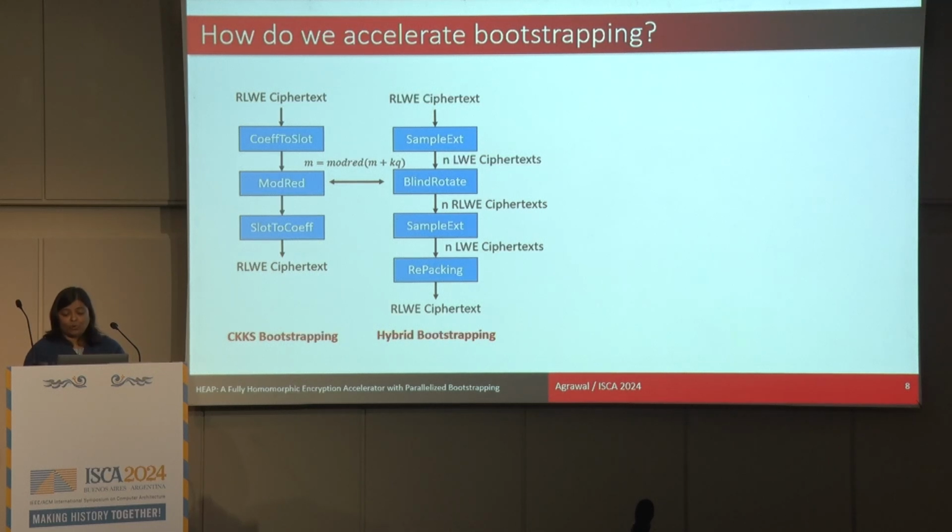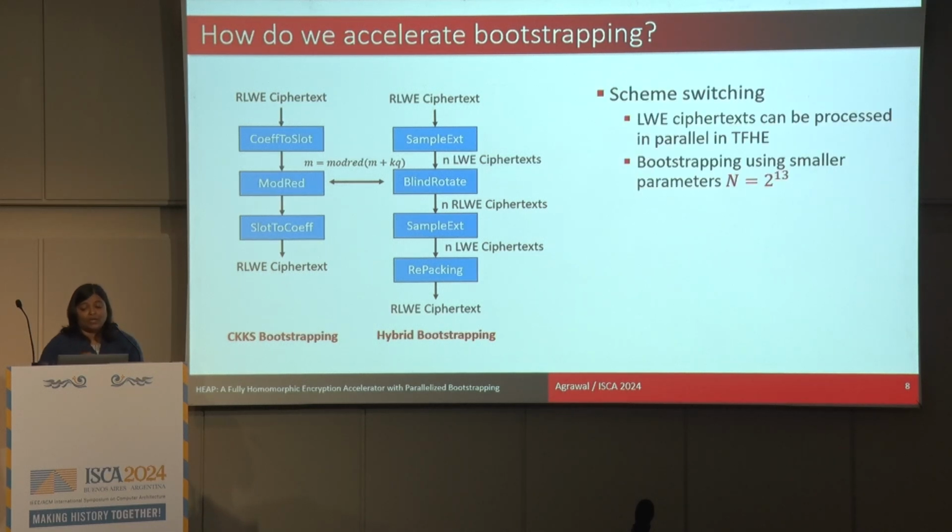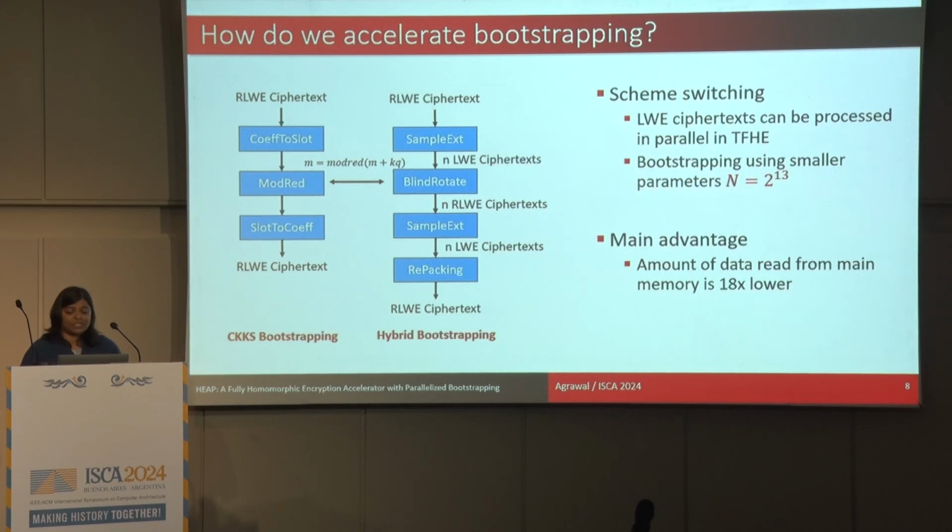So with this approach, we can use the n equal to 2 to the power 13 parameter set, as now the bootstrapping consumes only a single limb of the ciphertext while performing a rescale operation after the repacking. And one of the main advantages is that this hybrid scheme switching approach reduces the key reads from main memory by about 18x.